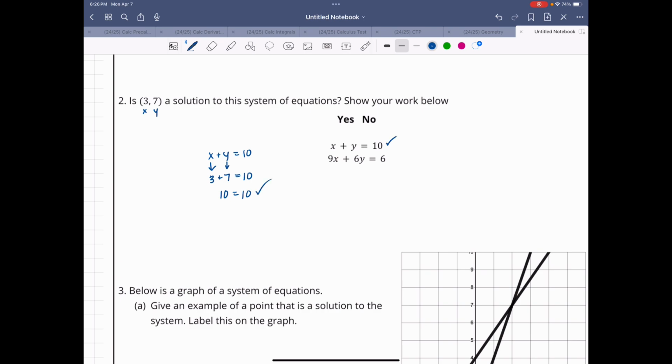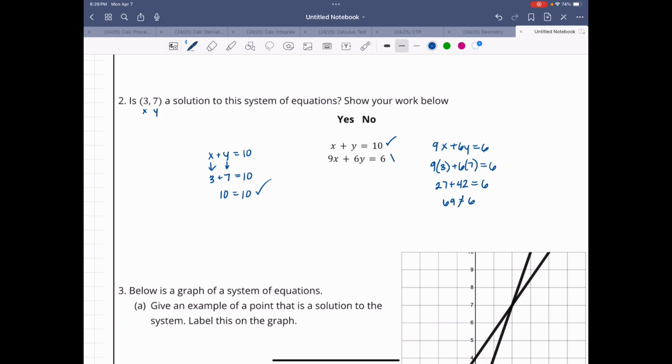We now have to plug in 3 and 7 to our second equation. So 9x plus 6y is equal to 6. 9 times, I'm going to plug in 3 where I see my x. 6, I'm going to plug in 7 where I see my y. 9 times 3 is 27 plus 42. Is that equal to 6? No, it is not. 27 plus 42 is going to be 69, which is not equal to 6.